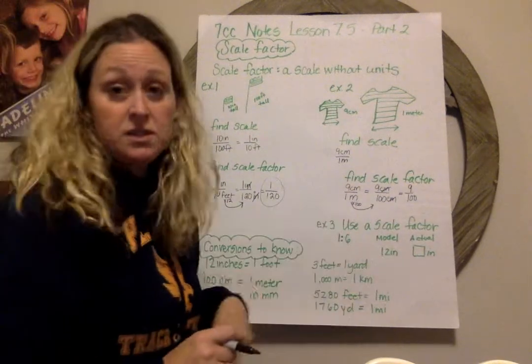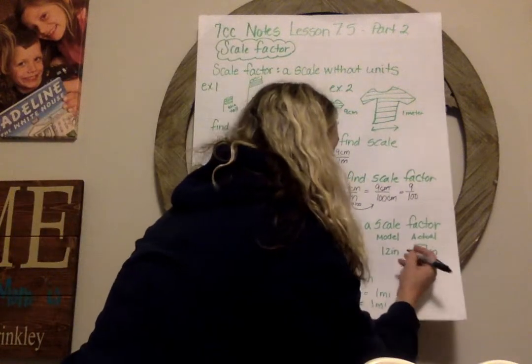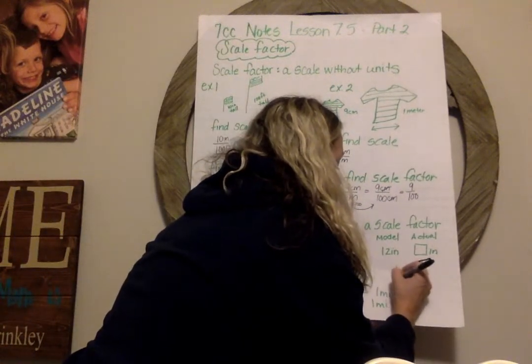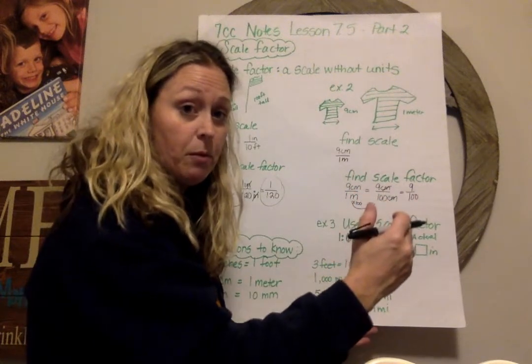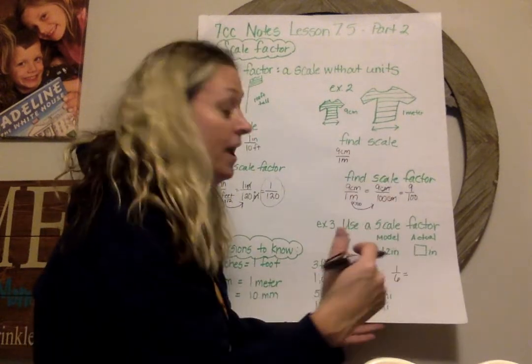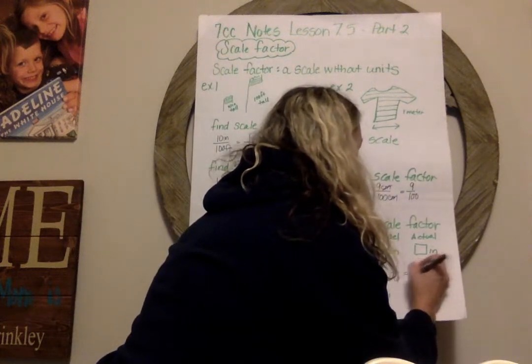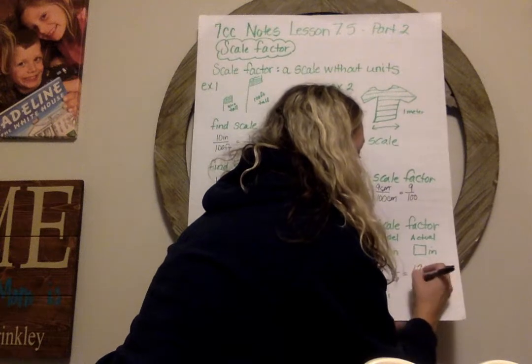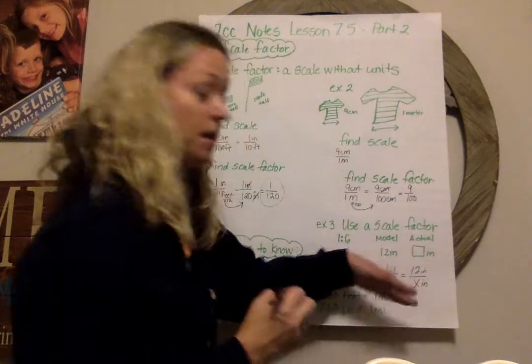Now, to use a scale factor, I set up a proportion. So I use the scale factor of 1 to 6. Okay. Model, or drawing, always being on the top of the proportion, or the top of the ratio, and the actual being on the bottom. So if I know that it's 12 inches, I need to find what the actual inches is, and I set up my ratio.